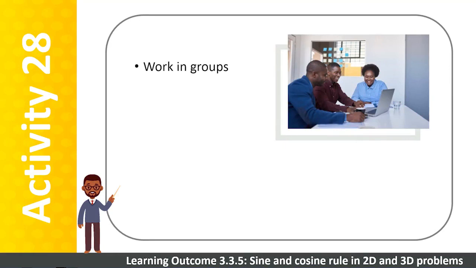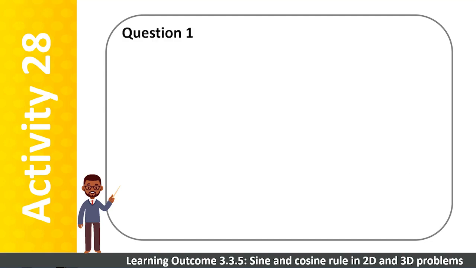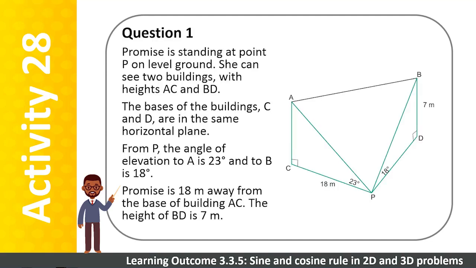Now work in groups to do this activity. There are 2 3D problems to solve. Think about how you would help your students with these problems as you work through them. Let's start with question 1. Promise is standing at point P on level ground. She can see 2 buildings with heights AC and BD. The bases of the buildings, C and D, are in the same horizontal plane.